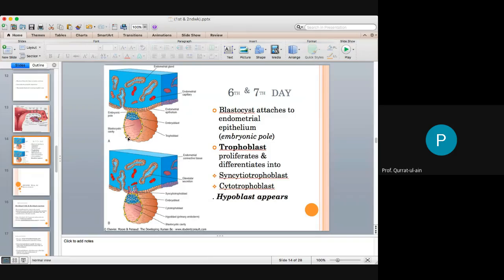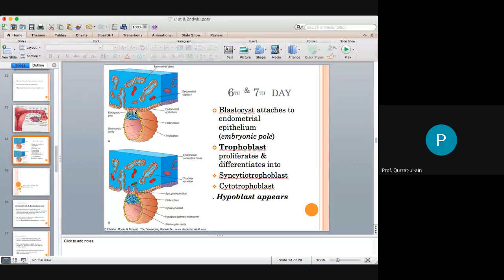Uterus. This is the same blastocyst, in which the yellow is the outer cell mass, which is the trophoblast, and this blue is the inner cell mass, which is the embryoblast. On one side is the embryonic pole or embryonic end, and the other end is known as the abembryonic end. The embryonic end is known as the embryonic pole. Why? Because the embryoblast is on this side, the embryo will develop on this side.